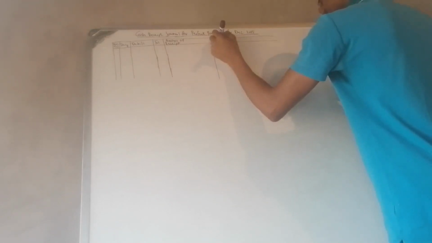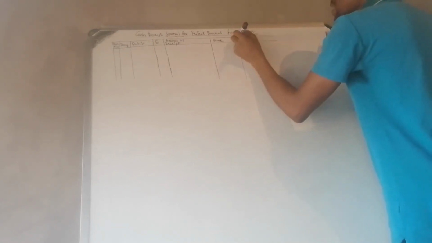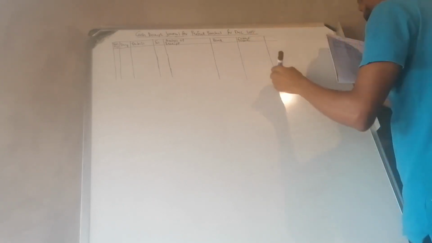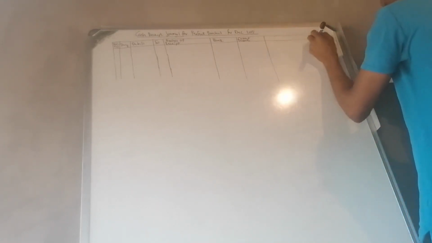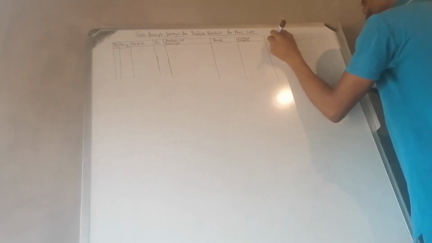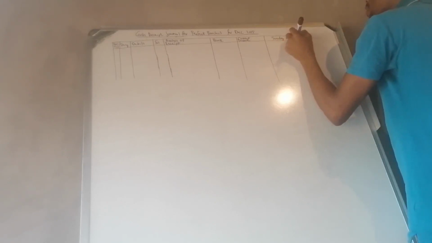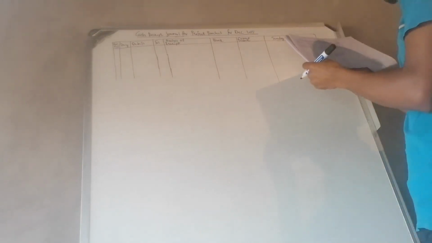Bank. Current income. Again, the current income, we also have the sundry accounts. What we call the sundry accounts. Okay, right. So this becomes the format of our cash receipt journal, right?